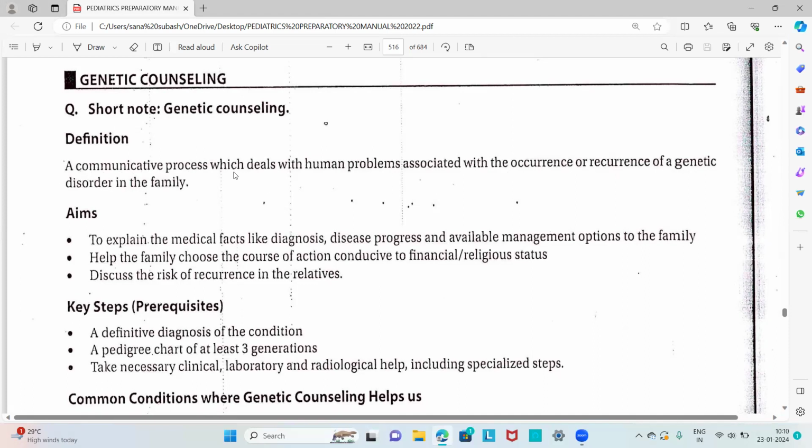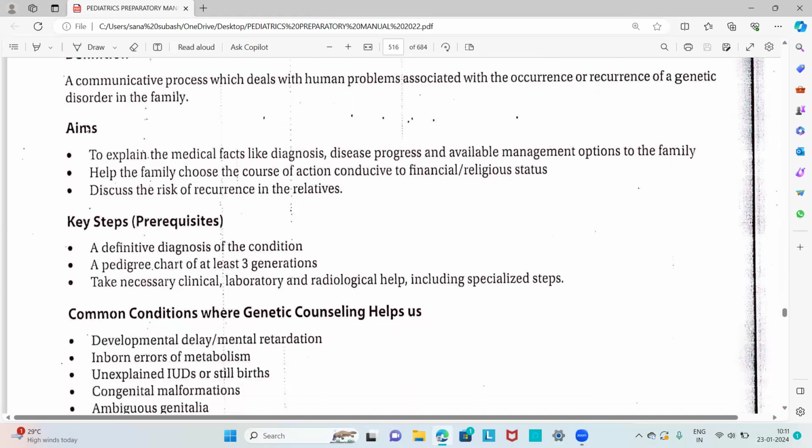That is, if any genetic disorder has occurred in the family, or if there is any high risk for recurrence, we have to communicate it with the parents of the child, or we communicate with the relatives. So that is about the genetic counseling.